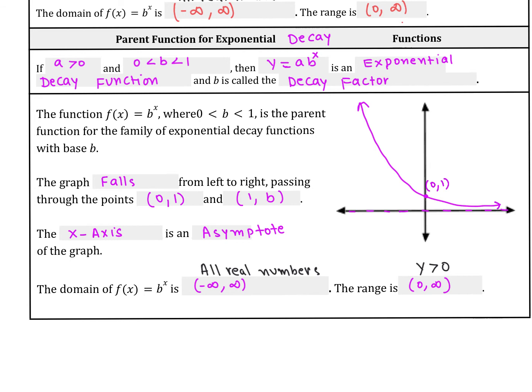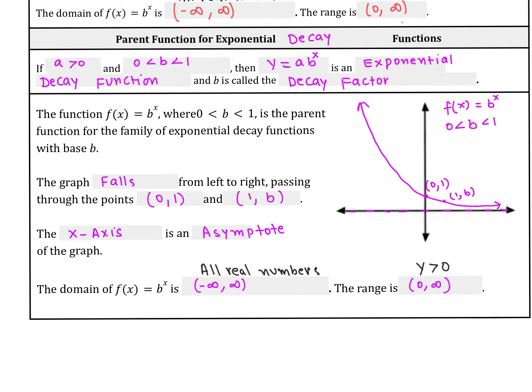And this graph is f of x equals b to the power x, where b is less than 1. Another point it passes through is 1, b. So these are the two definite points the graph is going to cut at, 0, 1 and 1, b, for the parent decay function. The x-axis is the asymptote. An asymptote is the line that the graph approaches, getting closer and closer.